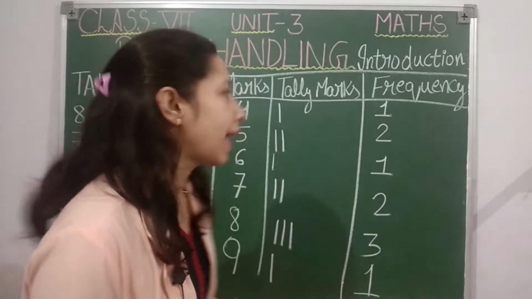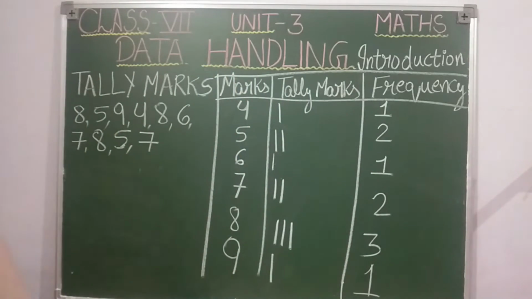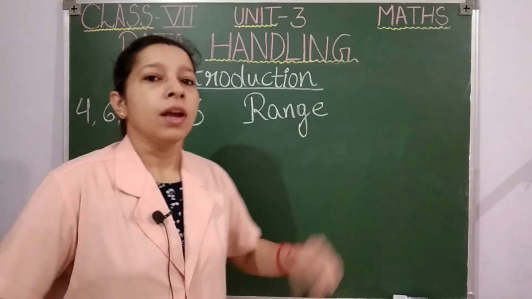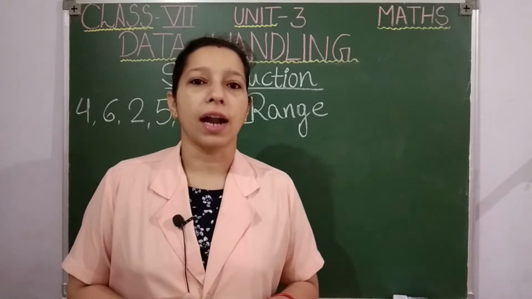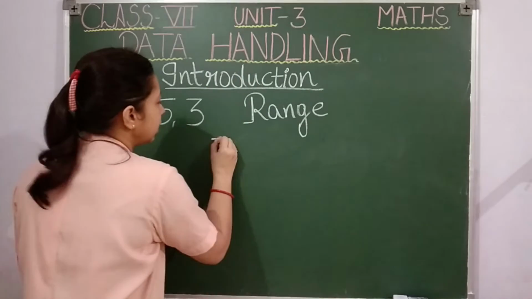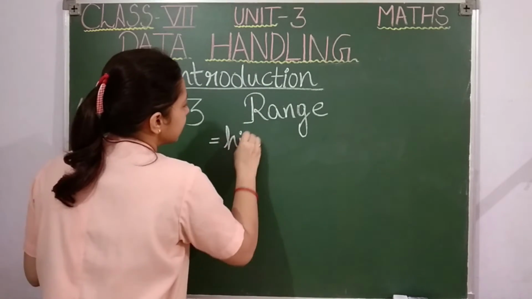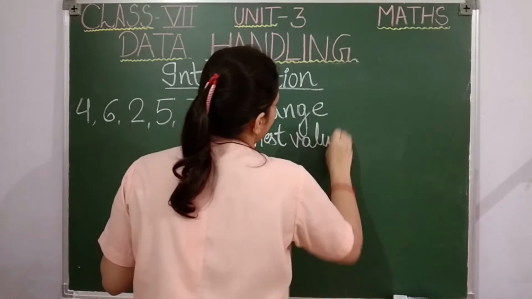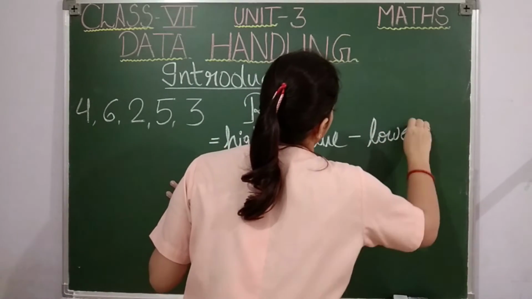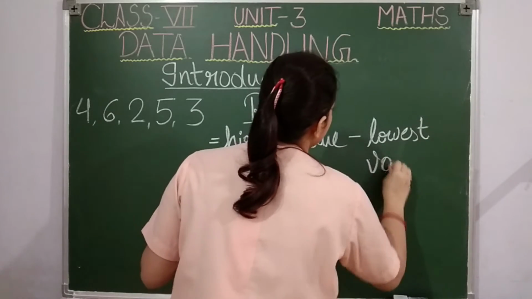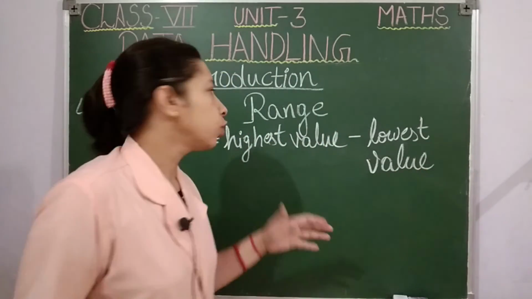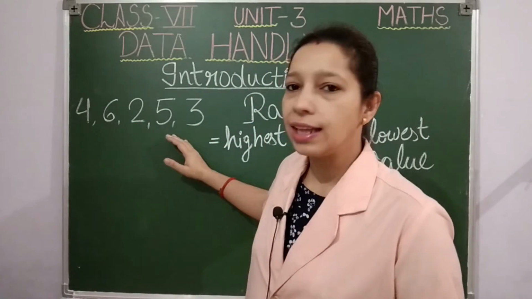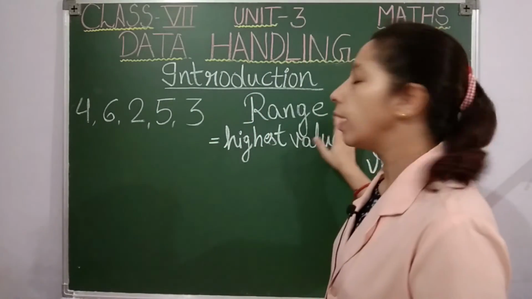Now let us move to our next topic, that is range. For finding the range of the given data, students, there is a formula. For range, we take the highest value and the lowest value and we subtract them. Okay, highest value minus lowest value will give you the range for the given information or data. See here, students, some numbers I have taken. So this is my data for which I want to calculate the range.